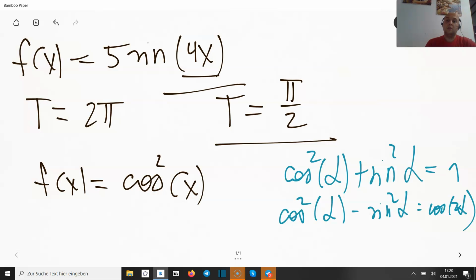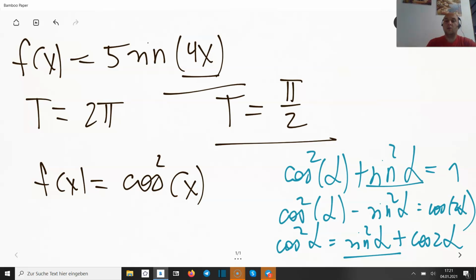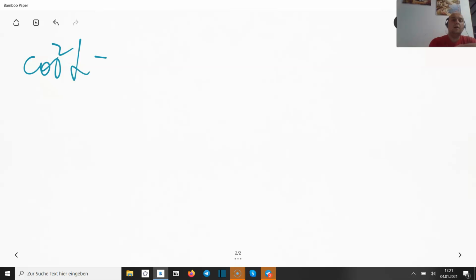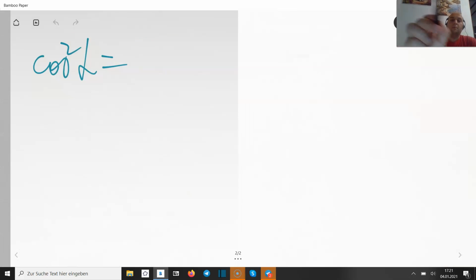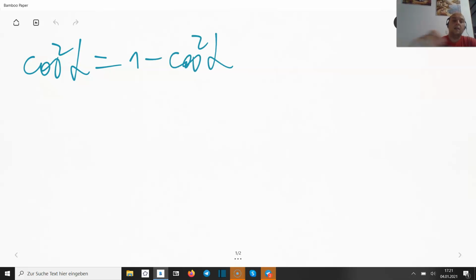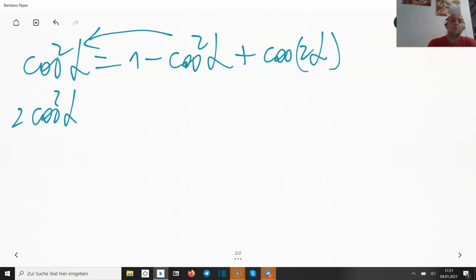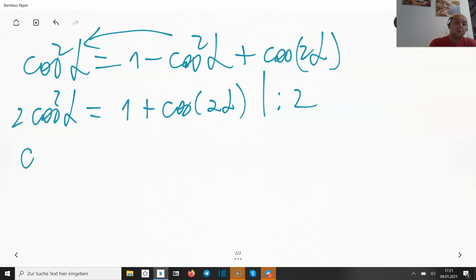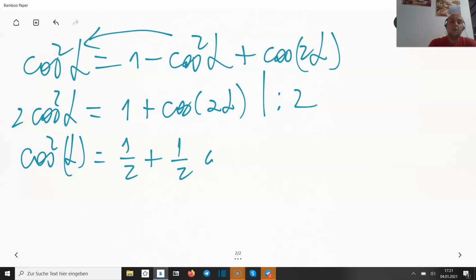That leads to the argument that cosine squared of alpha itself is sine squared of alpha plus cosine of 2 alpha, and sine squared is 1 minus cosine squared. So cosine squared of alpha equals, instead of sine squared, we're just writing 1 minus cosine squared of alpha, and then we still have plus cosine of 2 alpha. And now we're bringing cosine squared to the left-hand side, so we have 2 cosine squared alpha equal to 1 plus cosine of 2 alpha, and now we just divide it by 2. So you see, we can express cosine squared of alpha as a half plus a half cosine of 2 alpha.